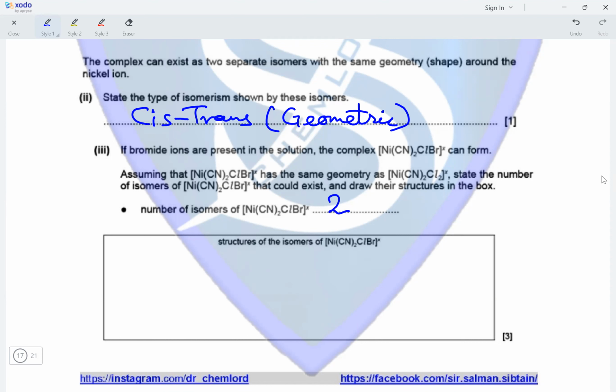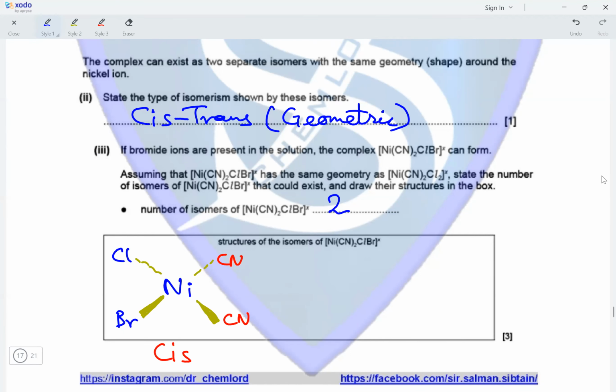One isomer would have a nickel atom bonded by four ligands, two of which would be CN, and the position of those CN ions would be in adjacent positions. So CN and CN. This makes it a cis isomer. And the Cl and the Br would be in the remaining two dative bonding positions.